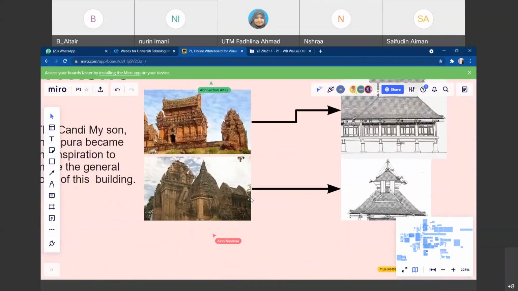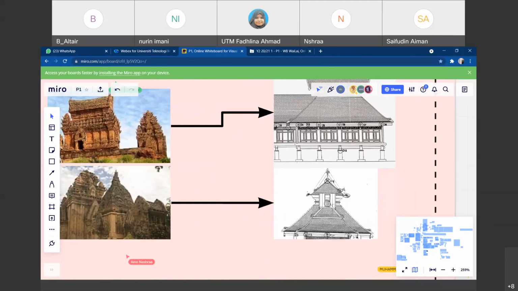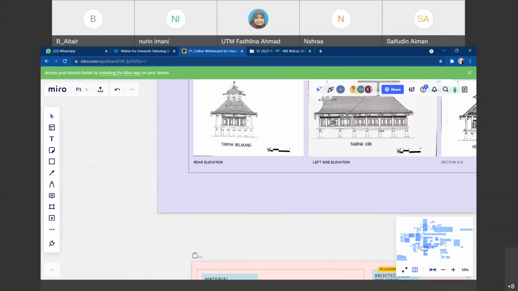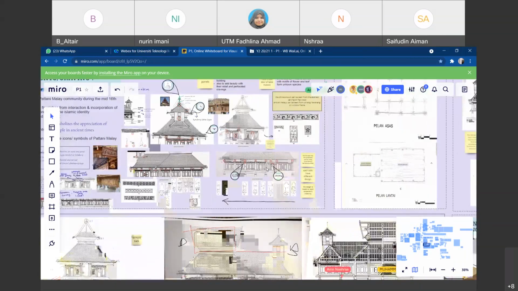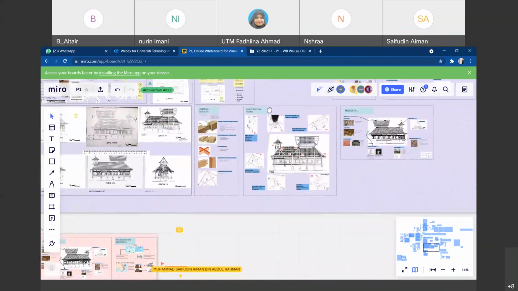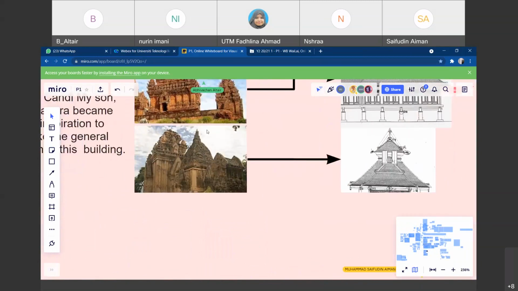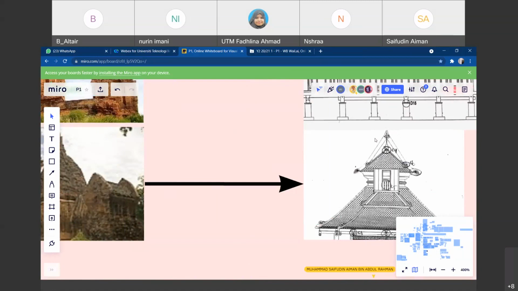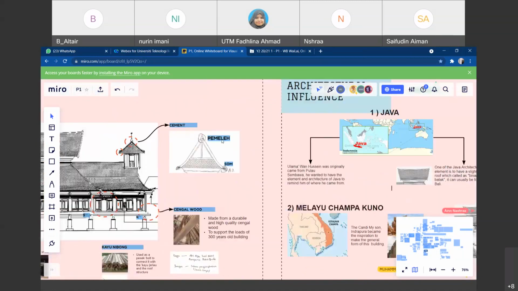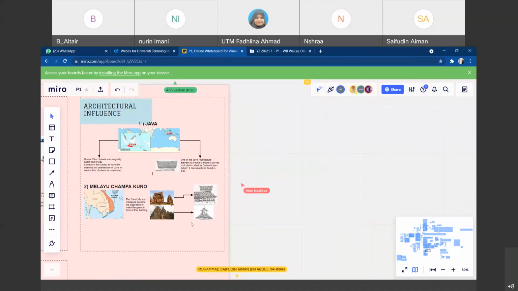And then the second one is they use this pomele and som, this type of thing at the end of the roof. That one also became an inspiration. This pomele and som also has its inspiration from the Candi Meso in Indrapura.